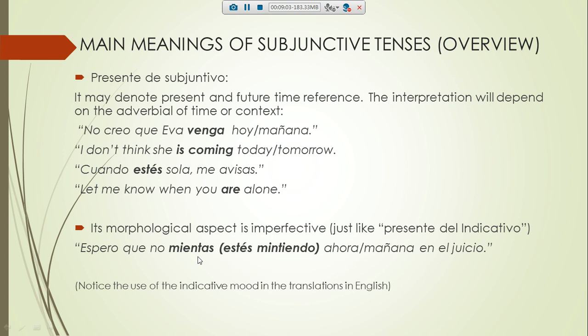Mientas, on the one hand, has imperfective morphological aspect and we can speak about modalidad progresiva, for example, in the case of when it has present time reference. Espero que no mientas ahora, espero que no estés mintiendo. Right?